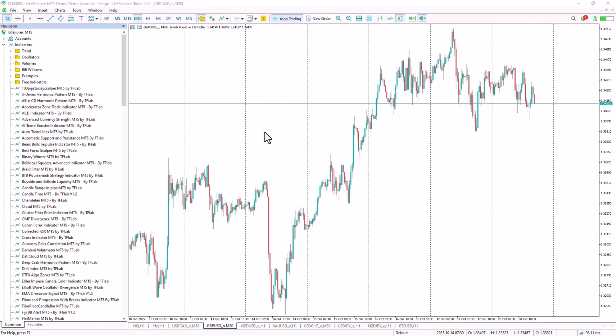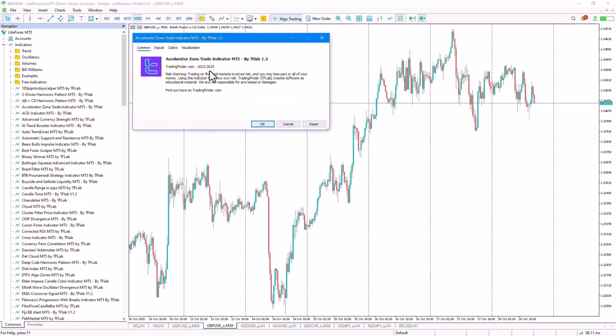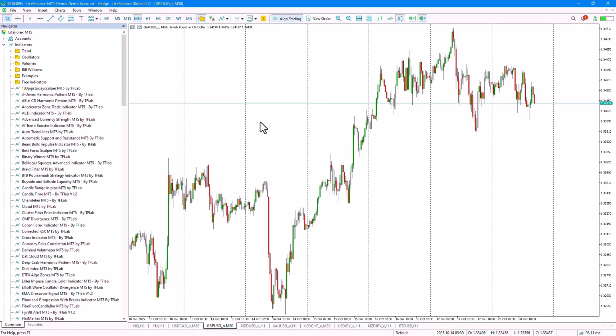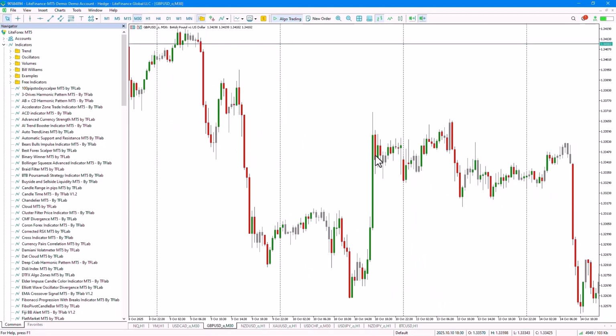From the Navigator section, we select the indicator file, and by dragging the file onto the chart, we run the indicator. Once the indicator is running on the chart, it starts displaying bullish candles, bearish candles, and range candles within the chart. Here, I set the chart candles to line mode so that the indicator's candles are displayed more clearly. The Accelerator Zone Trade Indicator is a practical tool.